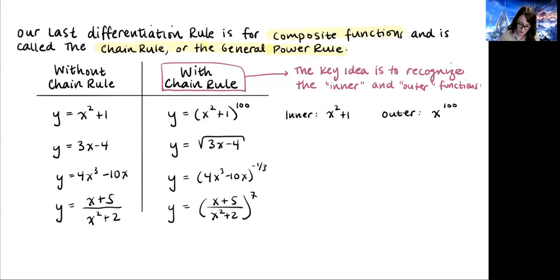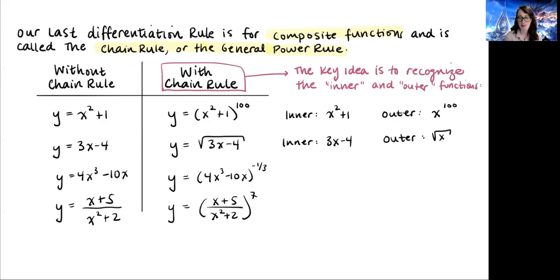In our second example here, we have the square root. That's the outer function. And what's being put into the square root function is 3x minus 4. So here our inner function is 3x minus 4, and our outer function is the one that square roots things, so the square root of x. Take a sec to pause this and see if you can figure out what the inner and the outer functions are for our last two examples.